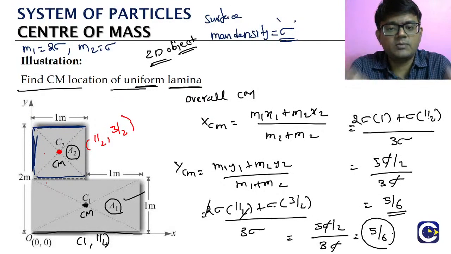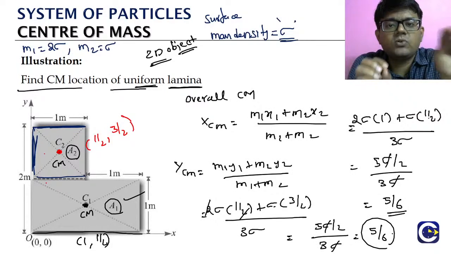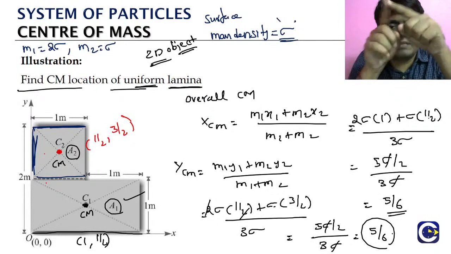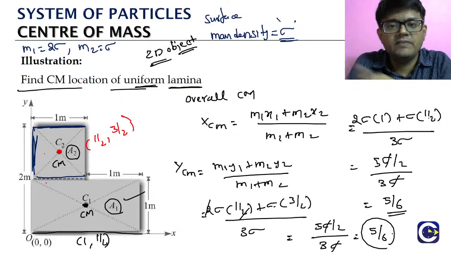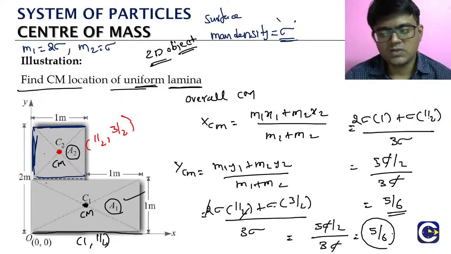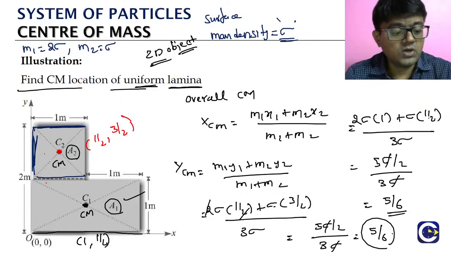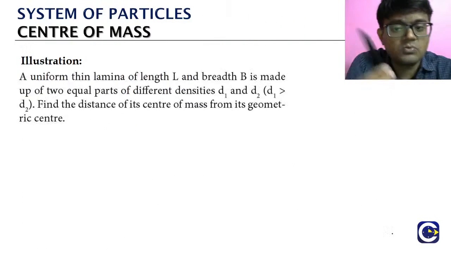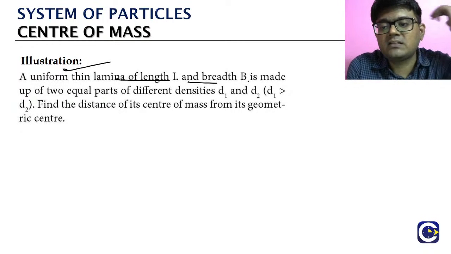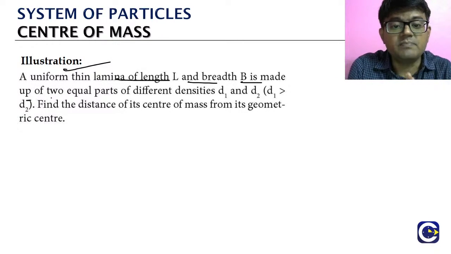ஸோ இந்த மாதிரி ப்ராப்ளம்ஸ் என்ன பண்ணணும், first we have to locate the center of mass of each symmetric part. அங்கலேருந்து we have to apply that weighted average formula to find the overall center of mass. Okay va? So this is how we have to solve these kind of questions. இங்க ஒரு மாடல் பார்க்கலாம் வாங்க. So uniform thin lamina length L and breadth B is made up of two equal parts.